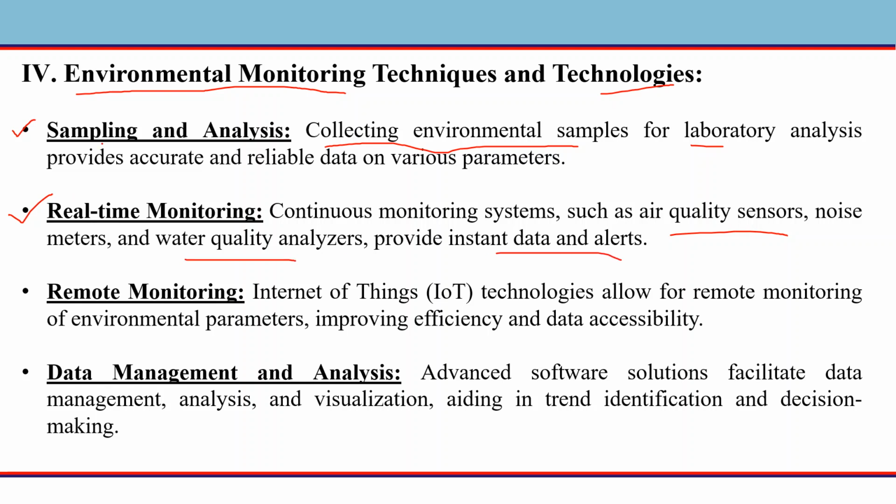Okay, so in this real-time monitoring, if there is something wrong with the air quality or the water quality, it instantly provides the data and also alerts about the potential hazard that could be caused due to this problem. Okay. Then we have remote monitoring. So Internet of Things (IoT) technologies allow for remote monitoring of environmental parameters, improving efficiency and data accessibility.